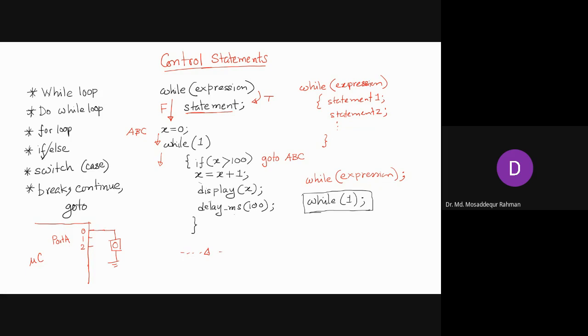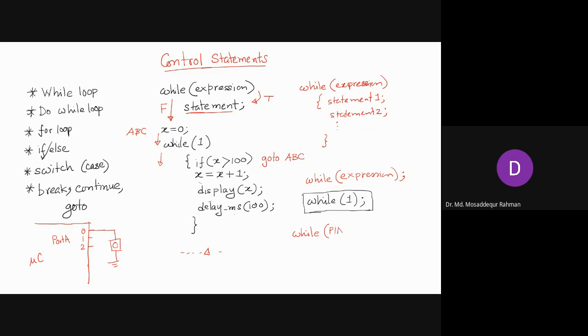Whenever the microcontroller gets a signal from the sensor, it will take an action, or it will execute certain instructions. Until that, it will wait for the signal from the sensor. So how do you make the program wait? Using this while statement. As long as there is no signal, right? So how do you write this? You can write this like this.